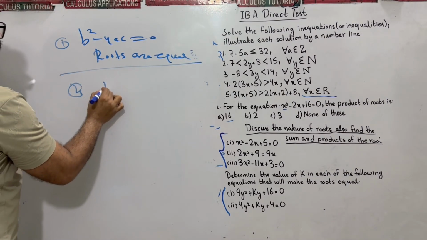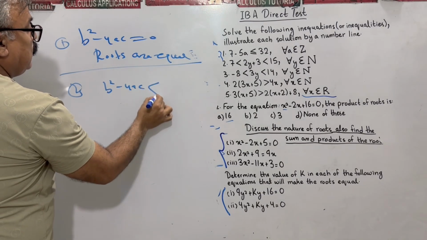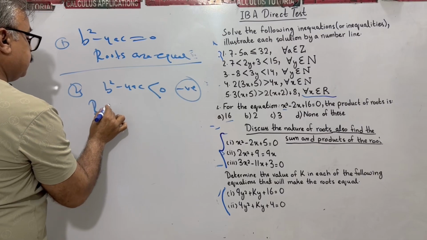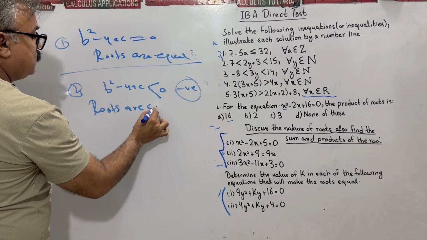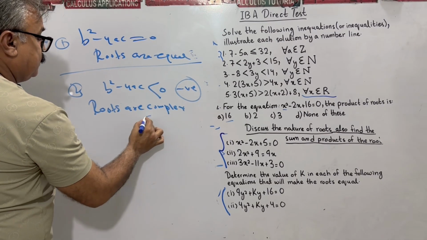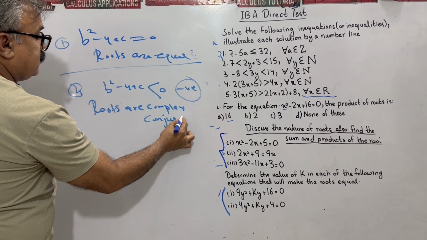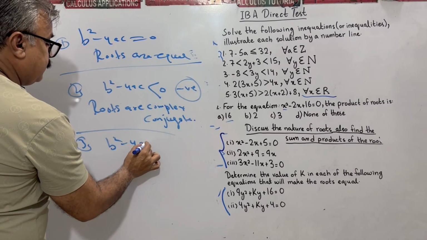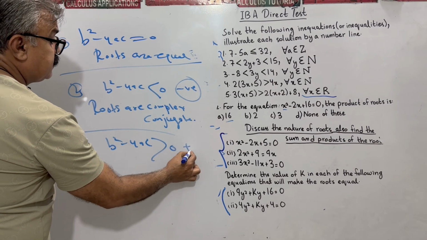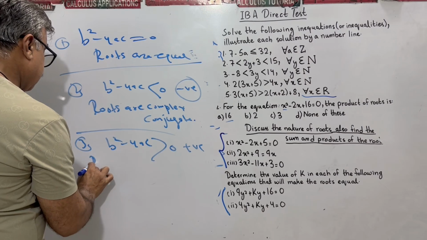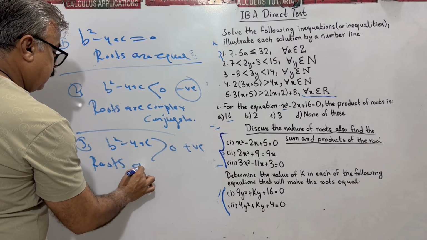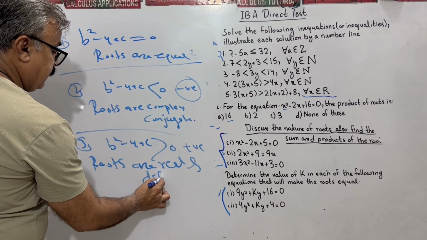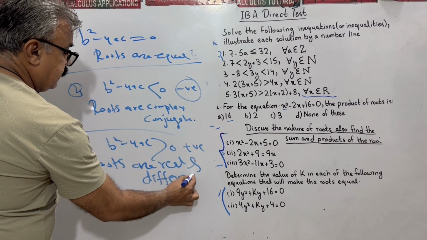Number two, if b square minus 4ac is less than 0, means negative, the roots are complex conjugate. Number three, if b square minus 4ac is greater than 0, means positive, the roots are real and different in that case.